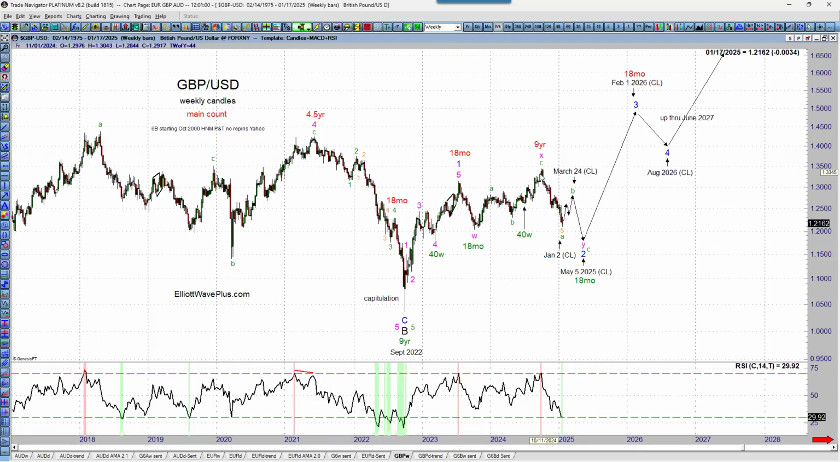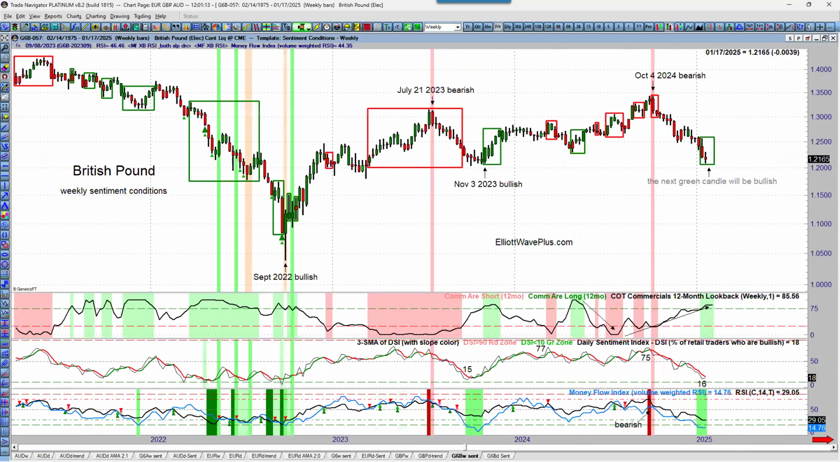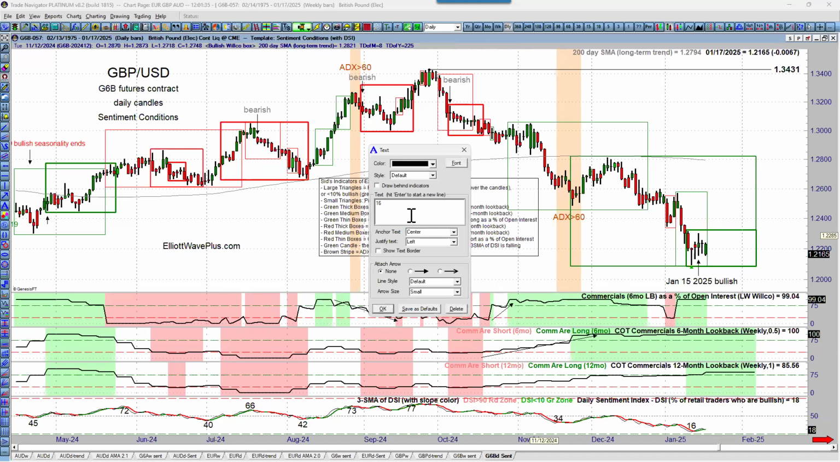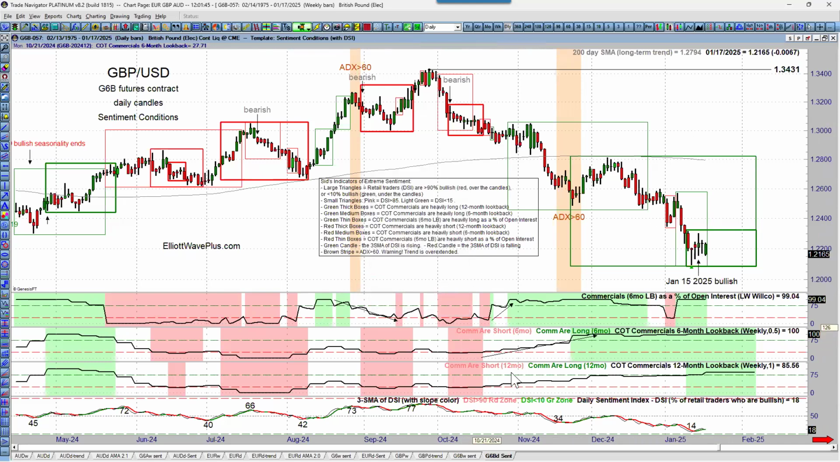Pound dollar has been moving down lately in a five-wave structure. 1, 2, 3, 4, 5. It's probably bottomed. Looking for a bounce next up through late March. Commercials are heavily long, retail at a 16. The next green candle on the weekly chart will be bullish on the weekly sentiment chart. Commercials, all three majors, heavily long. Pound recently a 16 on the DSI, actually a 14. Perfect storm bullishness across the board, and we started getting a green candle here just on January 15th last week. So that bottom may be in.